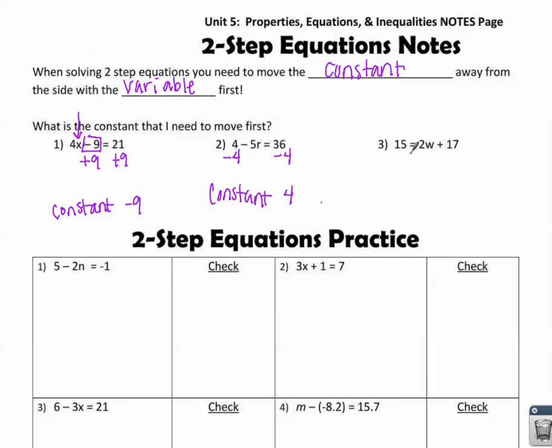Looking at number 3, your variable is on the right side of the equal sign, so the constant that you want to move is a +17. Make sure you include the sign that's in front of it. So in order to move a +17, the inverse operation is to subtract it.